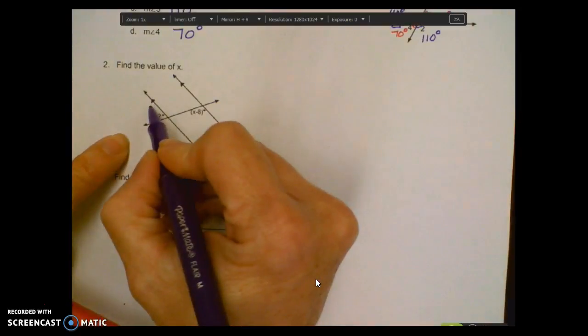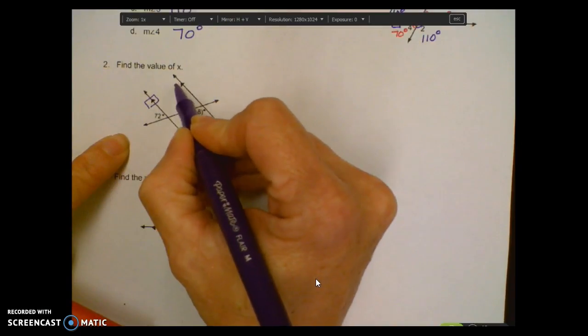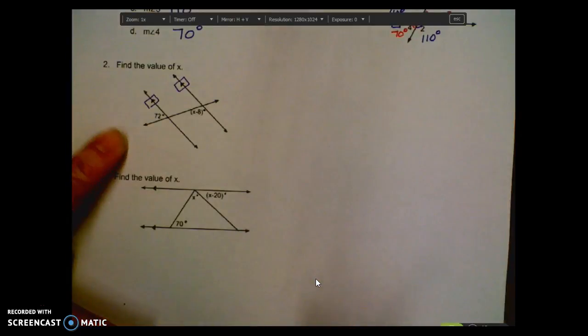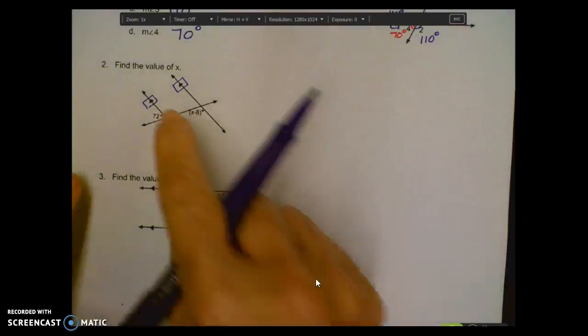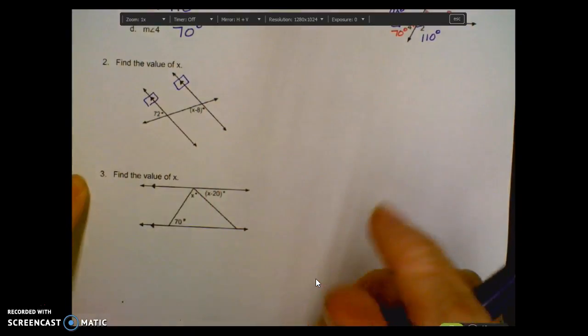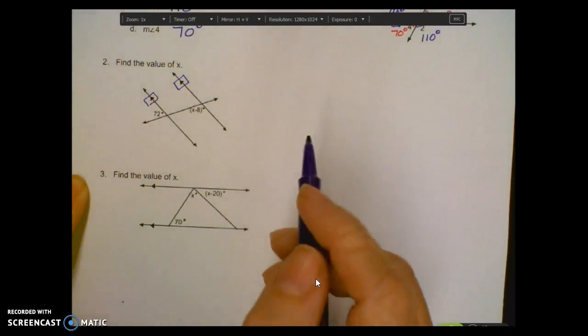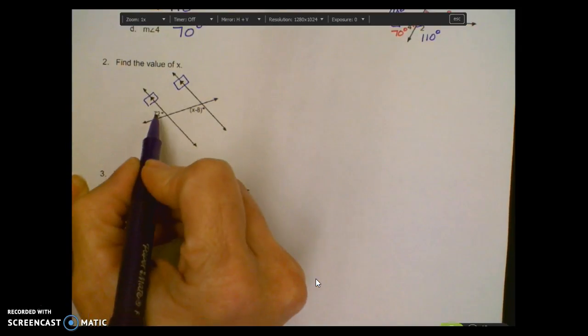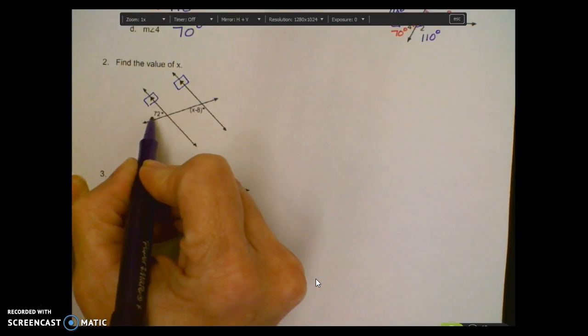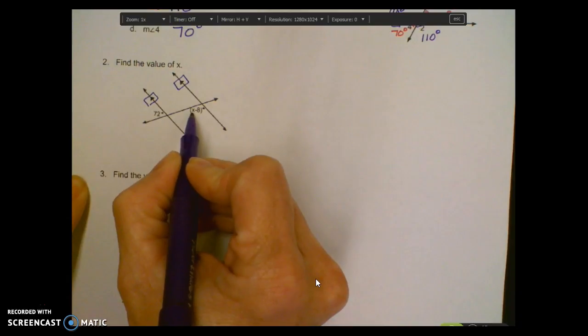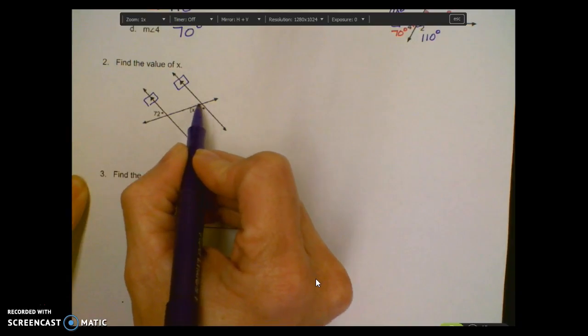So here again, I see these little triangles, and that tells me the lines are parallel. Therefore, I can use the theorems from today. If those little triangles are missing, or if it's not stated that the lines are parallel, don't make any assumptions. All right, so I see a 72-degree angle here, and an angle marked x minus 8 degrees in that case.